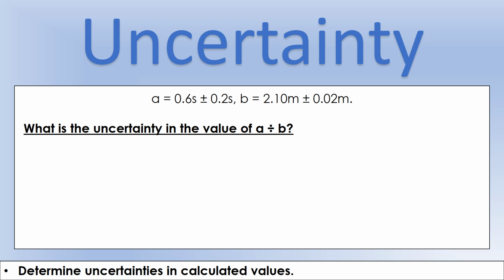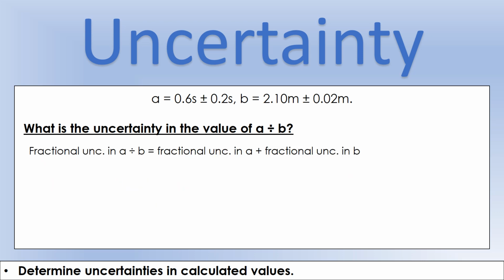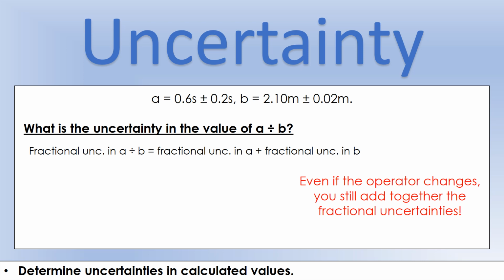Okay. We want A times B. What if we wanted A divided by B? Well, the structure is the same. We're still going to add together the fractional uncertainties. So even if our operator changes and now it's a divide, we're still going to add together the uncertainties. And the logic behind that is the more different measurements we use, they're each going to introduce their own uncertainty. So the uncertainty overall is always increasing.